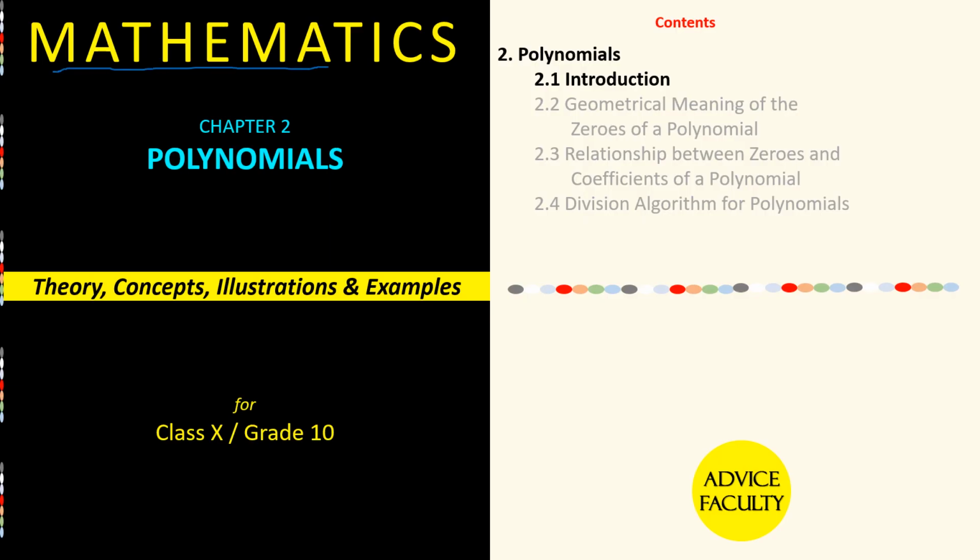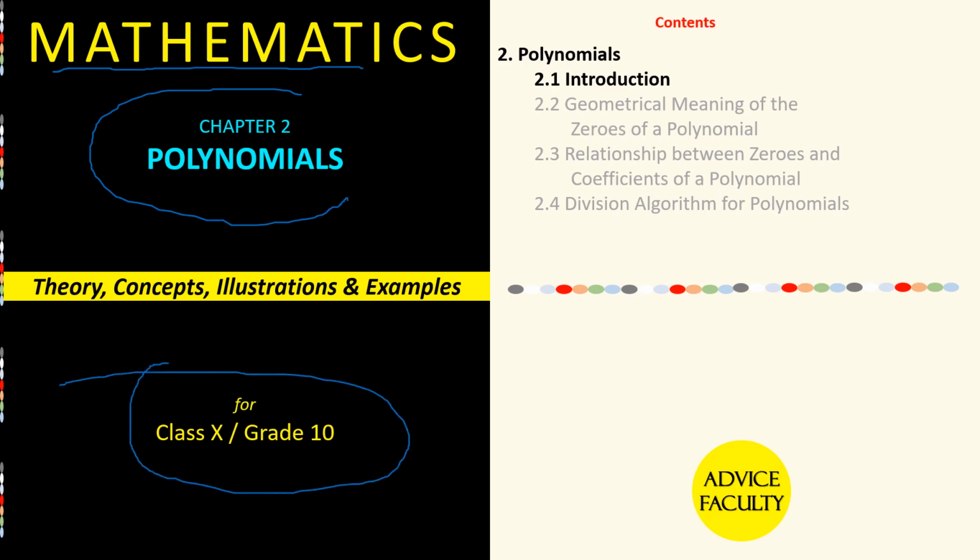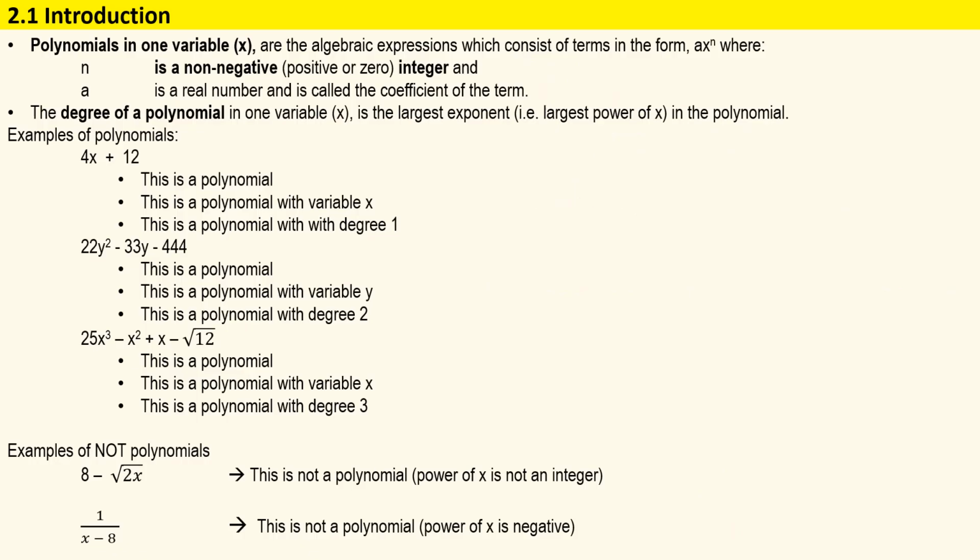Welcome to this session on Mathematics, Chapter 2 Polynomials for Class 10 or Grade 10. We are covering Section 2.1 Introduction. Polynomials in one variable x are the algebraic expressions which consist of terms in the form a multiplied by x raised to power n, where n is a non-negative, that is positive or a zero integer, and a is a real number which is also called the coefficient of the term.